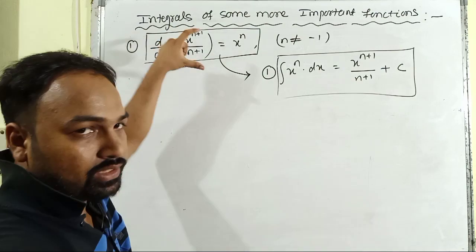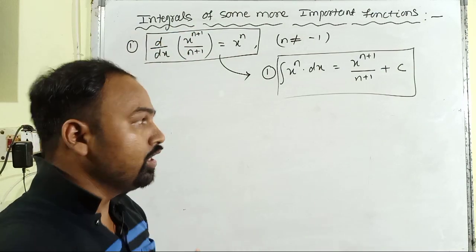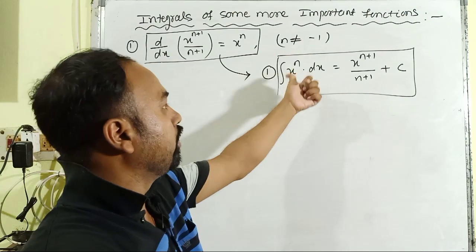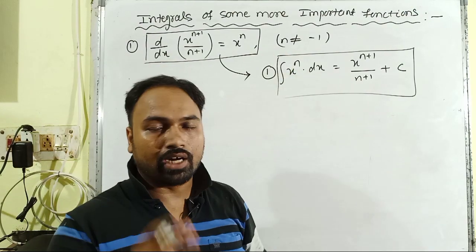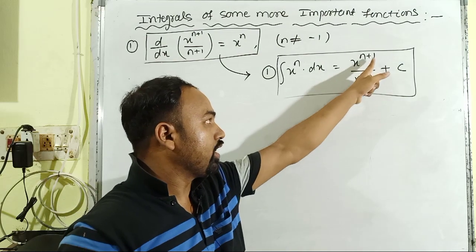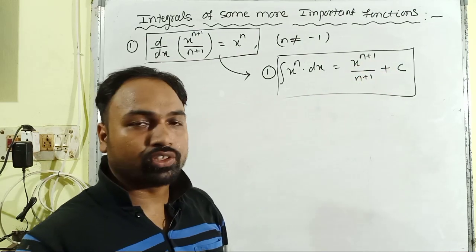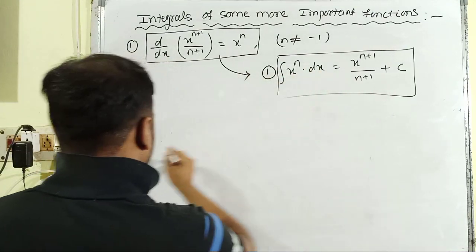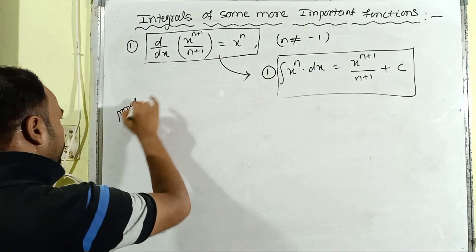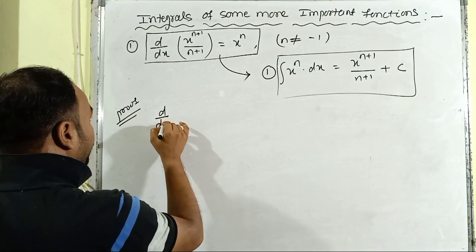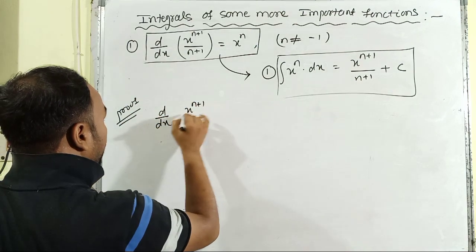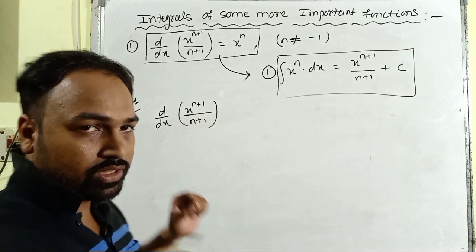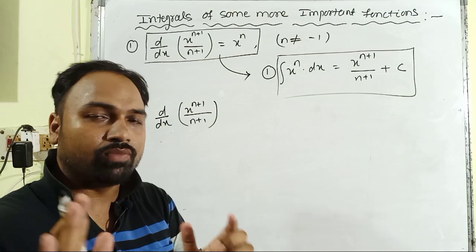If this happens in the process of differentiation, then by using the fundamental of the process of integration, we can write down the integral of x to the power n with respect to x, and that is equal to x to the power n plus 1 divided by n plus 1 plus the constant. So let us prove this so that it will be clear to you. Derivative of x to the power n plus 1 divided by n plus 1. As n is a constant, n plus 1 must be a constant.